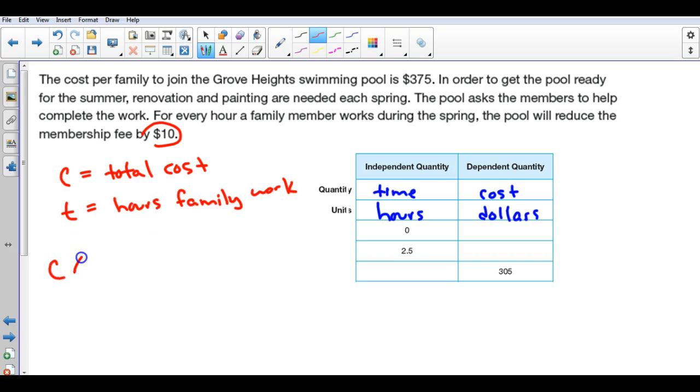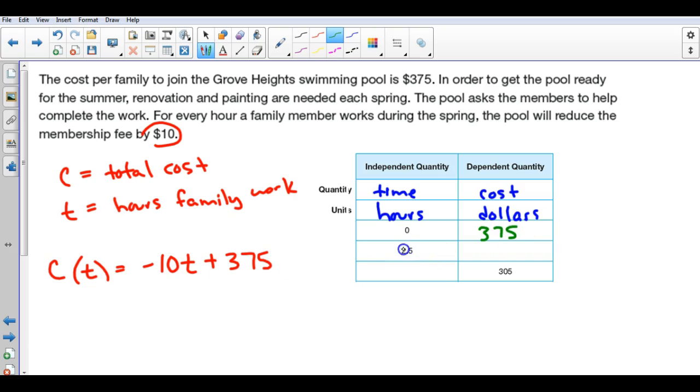So a function, C of T equals, now we are dropping the membership fee by $10 every hour. So that's negative $10 per hour plus my y-intercept, which would be $375. And again, I know that's the y-intercept because if the family doesn't work at all, if the family says, I don't feel like working on the pool at all, they're just going to have to pay the $375. So that means that I could even fill in this value on my table with 375 because if the family doesn't work, they're not going to save any money.